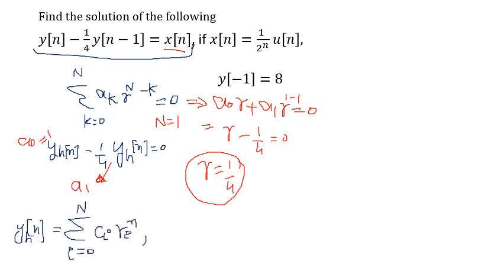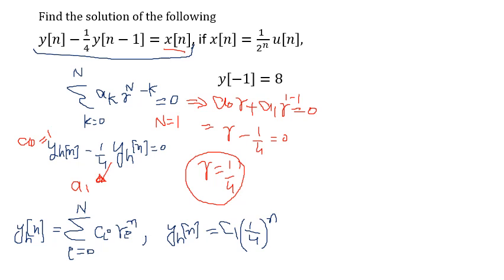we find y of h n equals c1 times 1 by 4 power n. So this is the homogeneous solution. Okay, the next step is to find the particular solution.